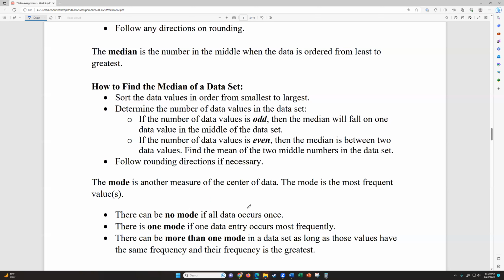It is the most frequent value in the data set. So if every data item only occurs once, then you're not going to have a mode. If there's one mode, that means that there was one item that occurred more frequently than all of the others. There can also be more than one mode, as long as those 2 values have the same frequency and their frequency is greater than any other. Frequency just means how many times they occur in our list.